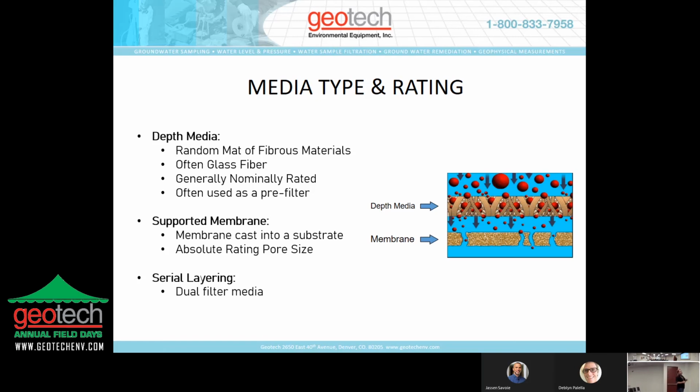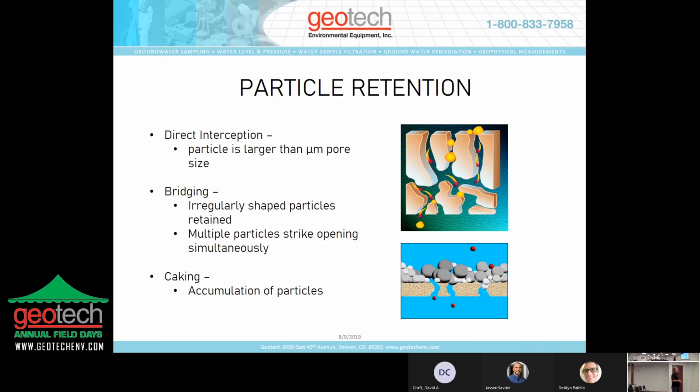Then you have serial layering. Serial layering is where you take your depth media, your pre-filter, because you have just a tremendous amount of sediment in your sample. So you have to pre-filter it before it goes through your 900 square centimeter filter. You can serial layer to help take out some of that sediment load initially and then polish through your 0.45. A lot of our filters are built with a certain layer of depth media to help take out some of that higher particulate load, especially with our versatile membranes. We should have some samples here so you can see that layering.